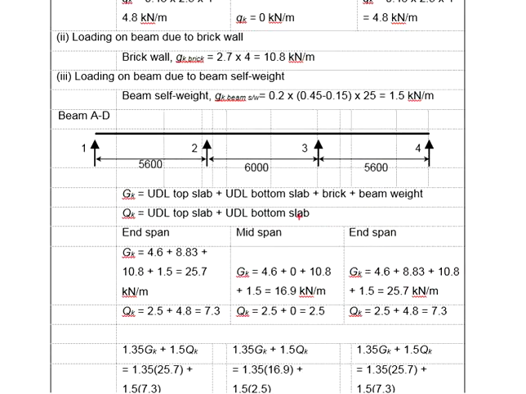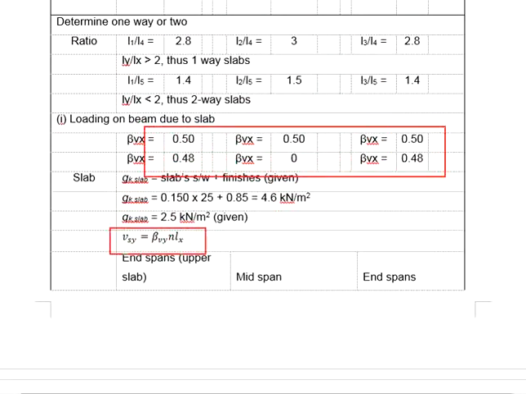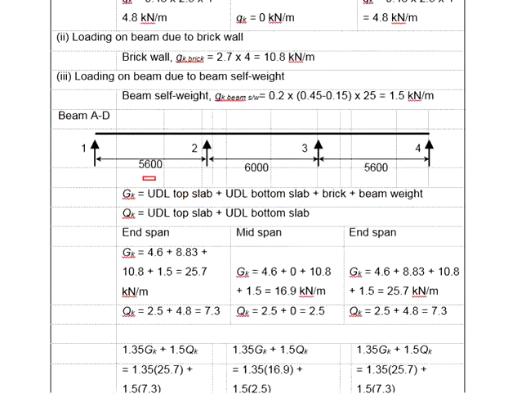Remember, when you analyze the loading acting onto the beam, you need to consider the UDL coming from the slabs adjacent to the beam. Use the relevant shear coefficients and use the equations given in the British Standard 8110. You acquire the UDL obtained from the slabs. Don't forget to calculate the weight of the brick wall and also the weight of the beam. The weight of the brick wall and the weight of the beams are permanent loads.